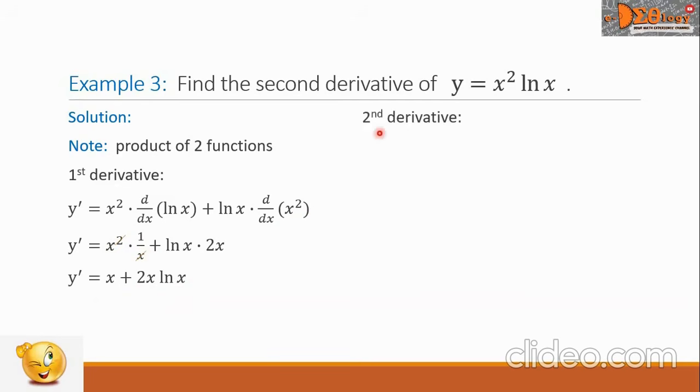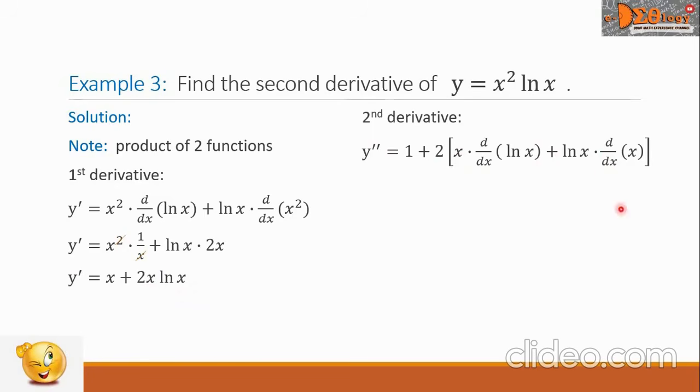Now let us take the second derivative. So we will write y double prime. This is equal to the derivative of x, which is 1, plus, let us write the constant outside, and we will take the derivative for x and ln x. So we copy first the x here and take the derivative of ln x, plus we copy the second function ln x times the derivative of that x.